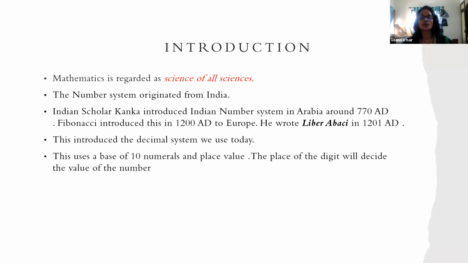This used a base of 10 numerals and place value. Place value, as you must be knowing: units or ones, tens, hundreds, thousands, ten thousands. You must be aware of the place values. Yes. I assume it to be a yes, and we'll go ahead. So the place value of the digit will decide the value of the number. Example, 345. What does this mean? We have 5 units or ones, 4 tens and 3 hundreds. So that means 3 hundreds, 4 tens and 5 units or ones.